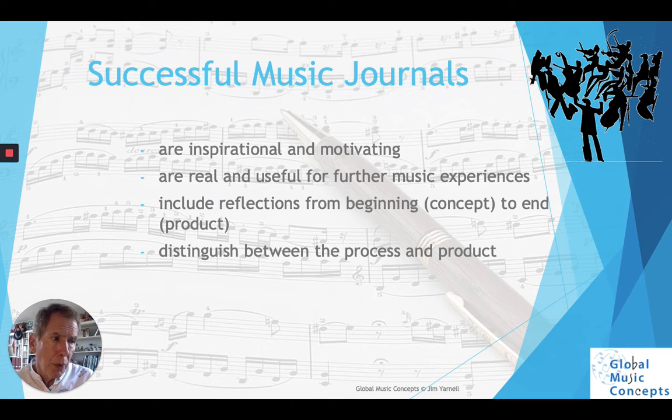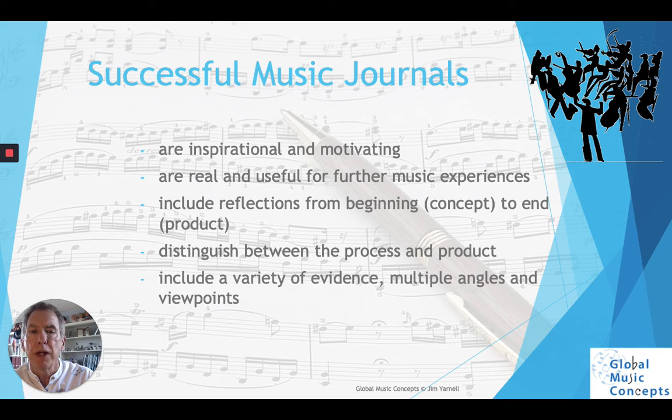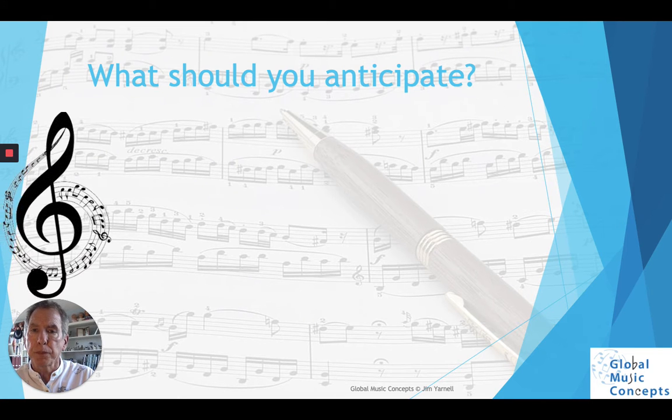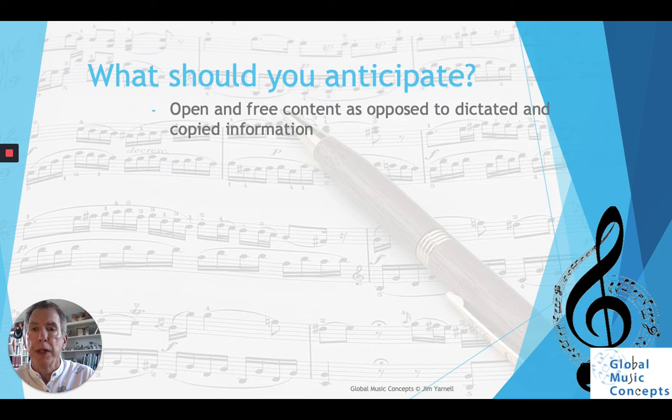Of course, the product is still important. It's still necessary, but it articulates the pathway that was found in discovering the product. It includes a variety of evidence, multiple angles, and viewpoints. What can you anticipate with this whole journaling idea? Well, here's some things that we've been finding out. Open and free content as opposed to dictated and copied information. Now, there's going to be times when you want to give links or you want to cover history or theory or techniques and so on. Of course, that should still be included in the course. But it's not dictated by that. Students take this information, they chew on it, they process it, and they make something of it.